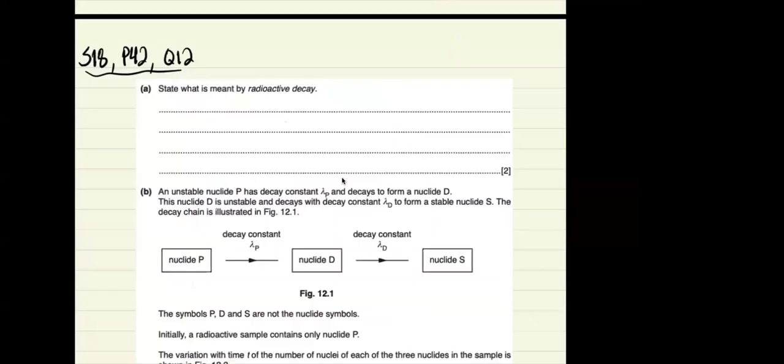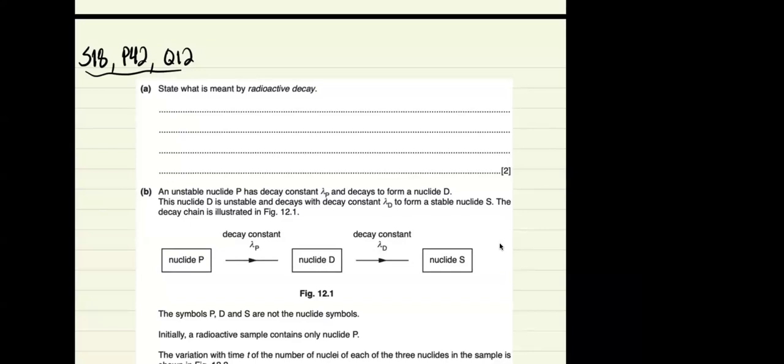Okay, let's go. So state what is meant by radioactive decay. So I think this won't be a problem. Right? So the emission of radiation because of basically changes in the nucleus. You write this in one way or another, you get the mark here, right? So yeah, that's what you say.